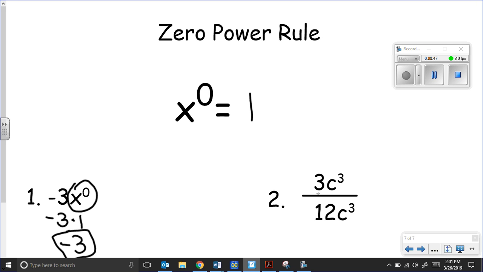So over here, you're probably like, well, where's the 0 power? Well, let's use our quotient rule. We got 3 over 12, which can simplify to 1/4. And then we do c to the 3rd over c to the 3rd. So we're going to subtract them. And we get c to the 0 power. And so now hopefully you see that c to the 0 power is 1. So 1 times 1 is really 1/4.